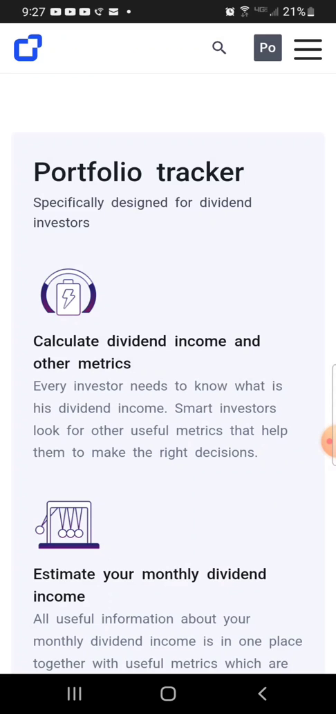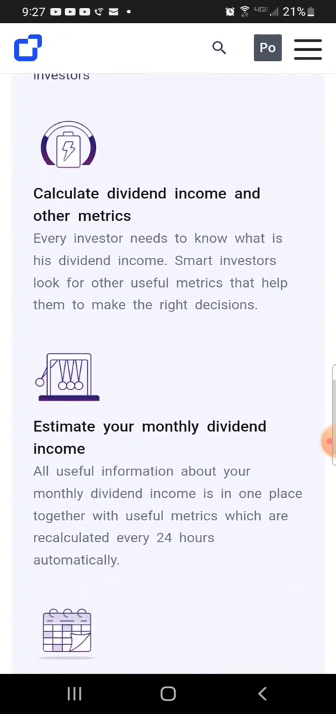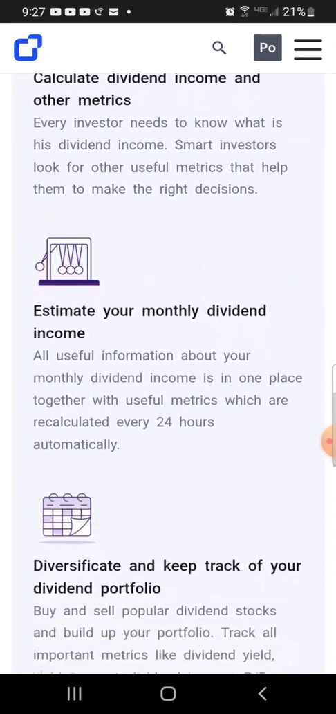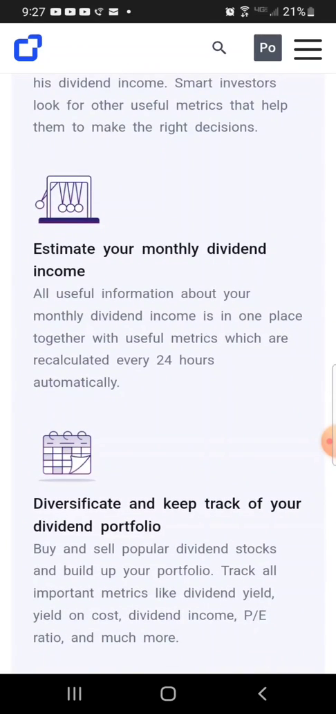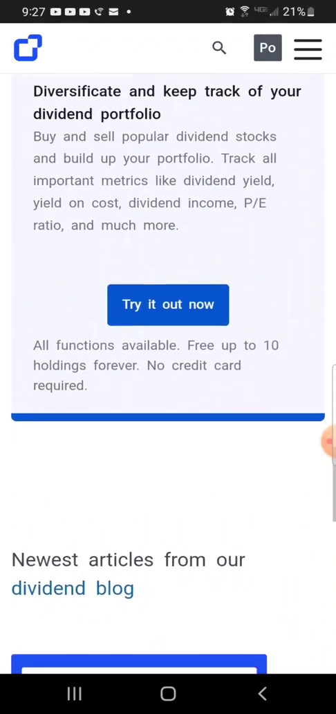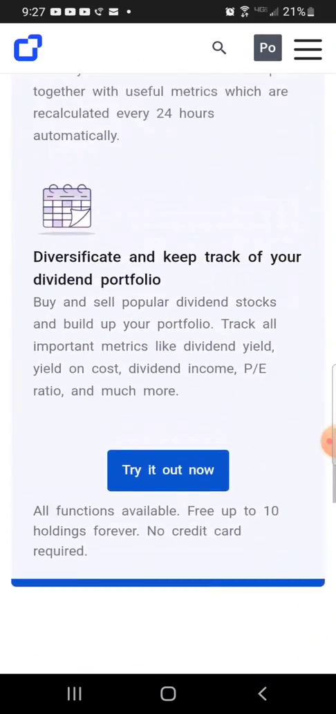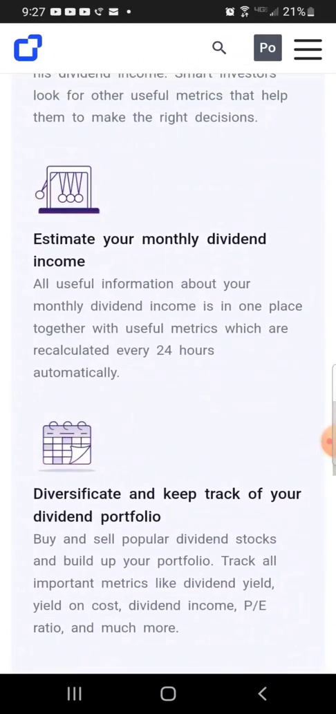Calculate dividend income and other metrics. Estimate your monthly dividend income. Diversify and keep track of your dividend portfolio. And I'm going to show you guys what the price for Dividend Watch is.